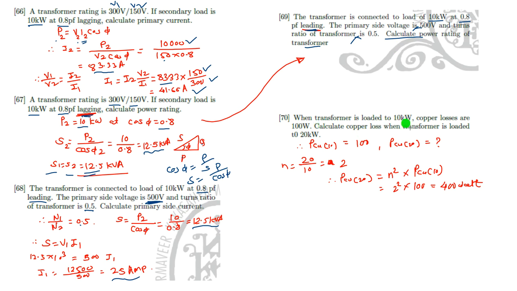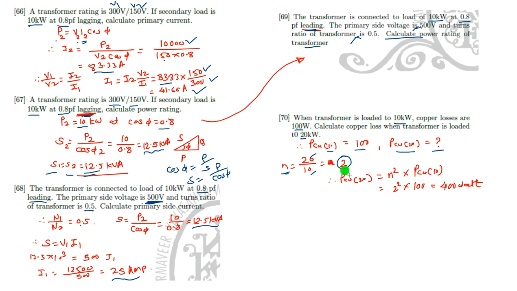When the transformer is loaded to 10 kilowatt, copper losses are 100 watt. Calculate the copper losses when the transformer is loaded to 20 kilowatt. Means at 10 kilowatt, copper losses is 100. At the 20 kilowatt load, what are the copper losses? What is the loading condition? How much is it increased? Initially it is 10, now it is 20. So new load 20 divided by old load 10 is 2 times increase.